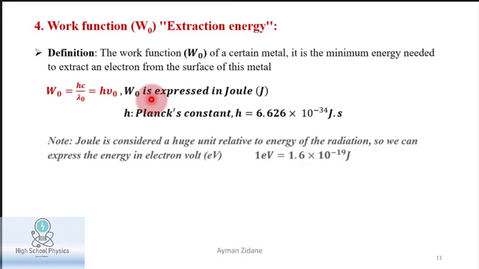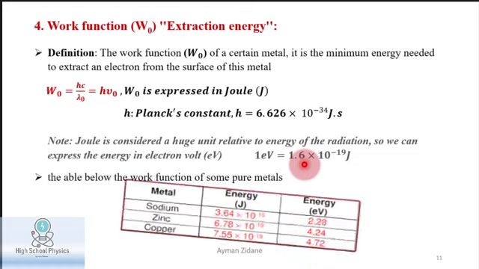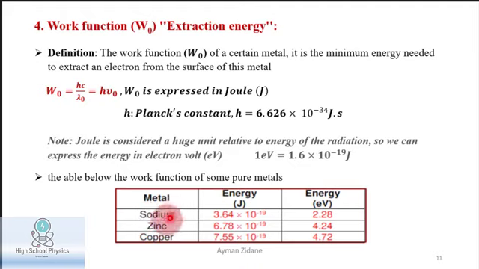Here we have an important note. The joule is considered a huge unit relative to the energy of the radiation, so in this chapter we express the energy in electron volts. Each 1 electron volt equals 1.6 times 10 to the power minus 19 joules. Here in the table are the work functions of some pure metals.